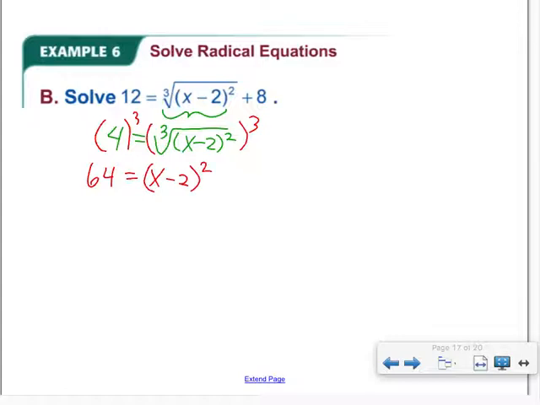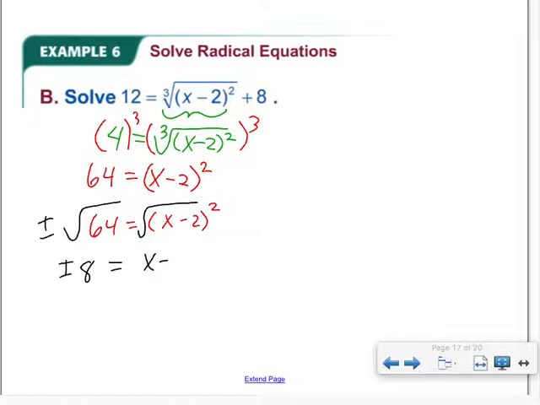Now we need to get rid of the square. To get rid of the square, we inflict a square root. When we inflict a square root, on the number side, please remember the plus or minus in front. Got to remember that plus or minus. So the square root of 64 is 8. We've got plus or minus 8 on the left side. And we've got x minus 2 on the right side.